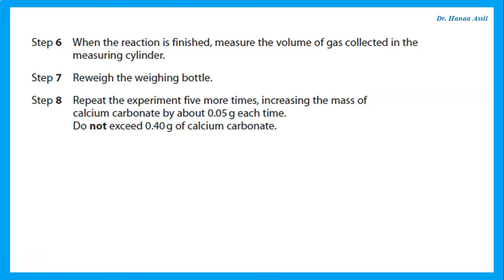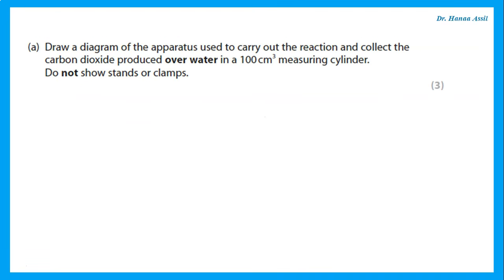When the reaction is finished, measure the volume of gas collected in the measuring cylinder, reweigh the weighing bottle, repeat the experiment 5 more times, increasing the mass of calcium carbonate by about 0.05 grams. Do not exceed 0.4 grams of calcium carbonate. So he's going to repeat it for different masses.